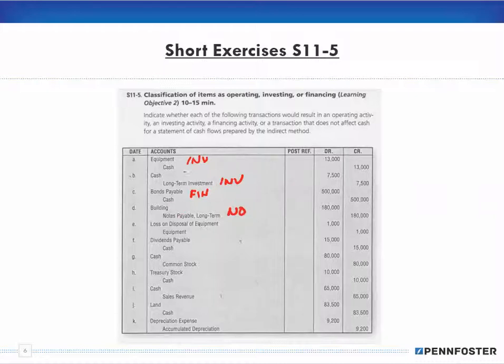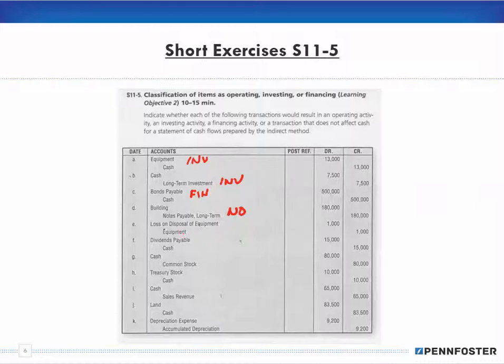By the way, go back to that template for the indirect method and see which steps, or even go back to those 3 slides in the theory that I had created, and look at the different activities and see which one each falls under, in order to be able to determine the effect for these journal entries.